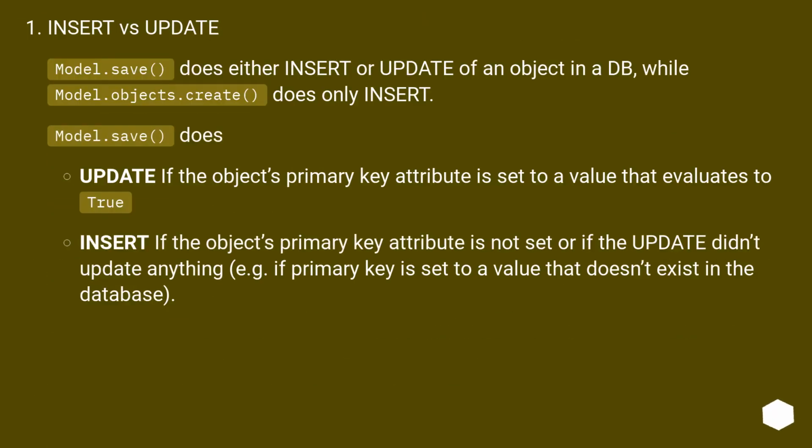Insert versus update. Model.save does either insert or update of an object in a DB, while Model.objects.create does only insert. Model.save does update if the object's primary key attribute is set to a value that evaluates to true. Insert if the object's primary key attribute is not set or if the update didn't update anything, for example if primary key is set to a value that doesn't exist in the database.